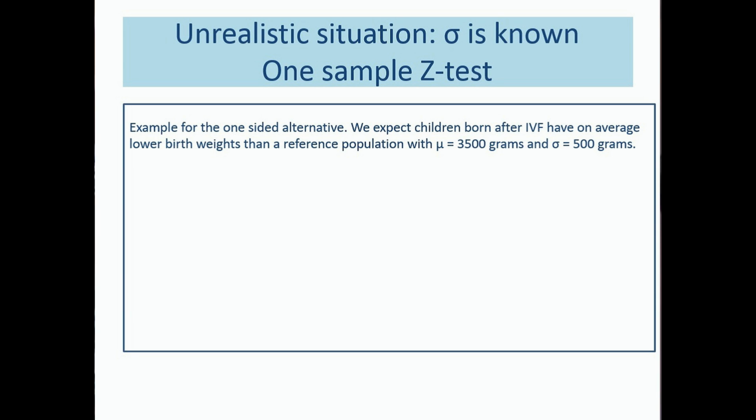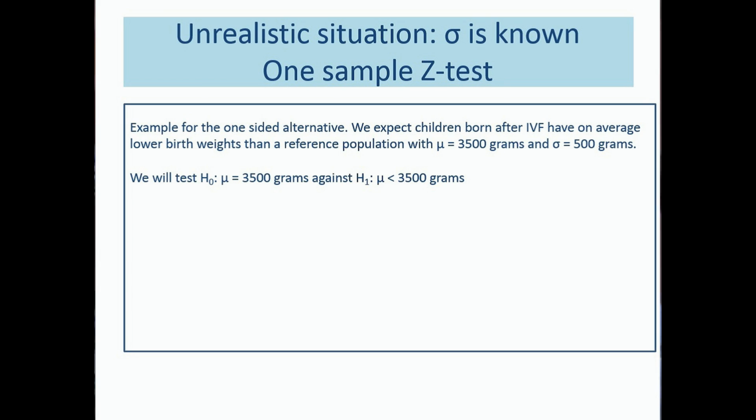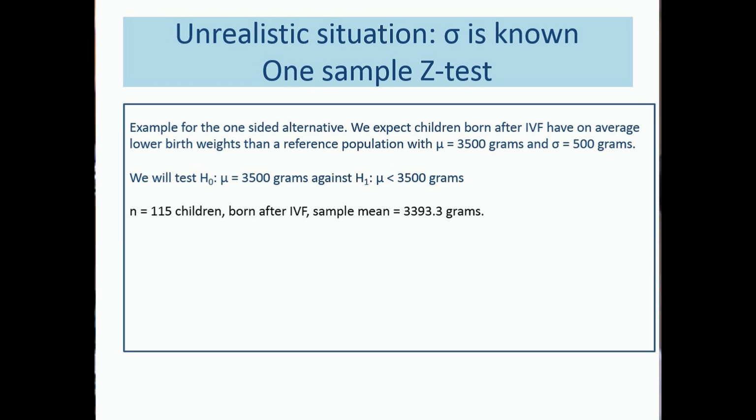To keep things simple, we will start with the unrealistic situation that the standard deviation of the birth weights in the population of the IVF offspring is known. In this case, sigma equals 500 grams. We will test the null hypothesis mu equals 3,500 against the alternative mu is smaller than 3,500 grams. We have a sample of 115 children, all born after IVF, and the sample mean equals 3,393.3 grams.